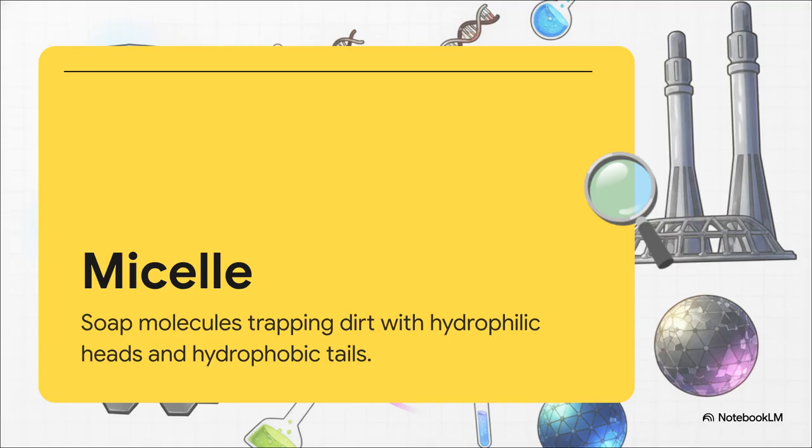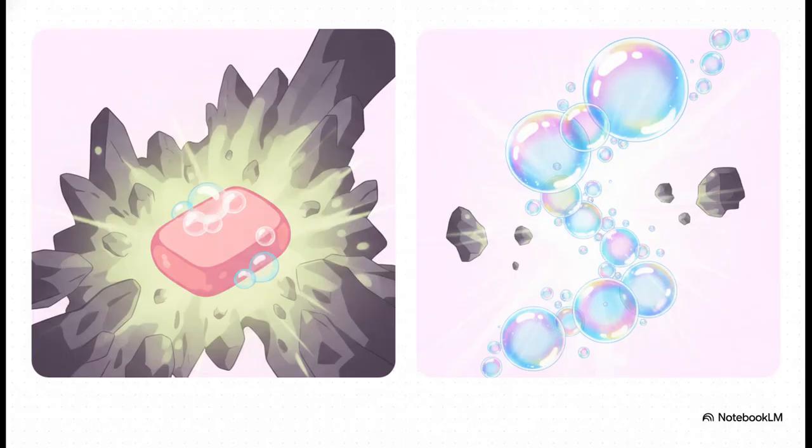When you wash your hands, those tails eagerly attach themselves to the grease, while the heads face outward toward the water. They form this microscopic sphere, the micelle, trapping the dirt inside so it can be completely washed away down the drain. But there's a catch.